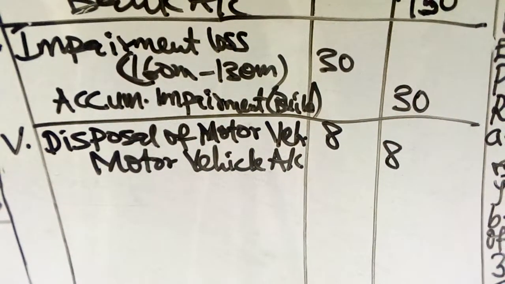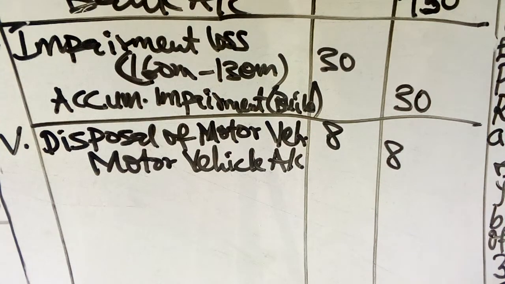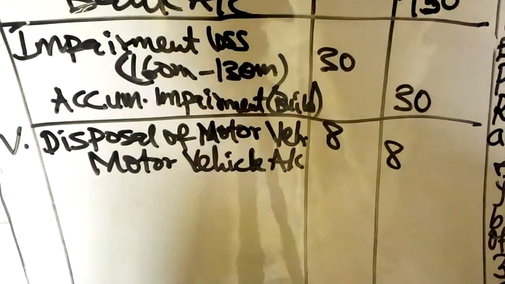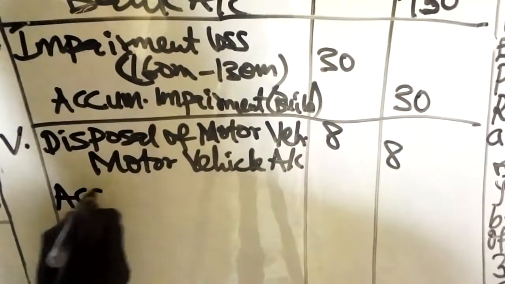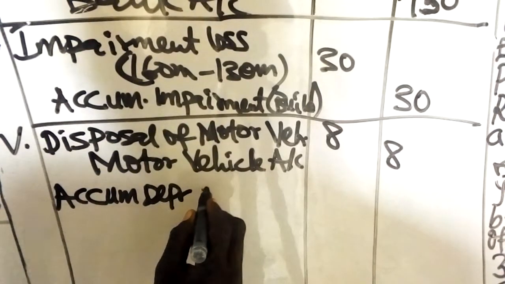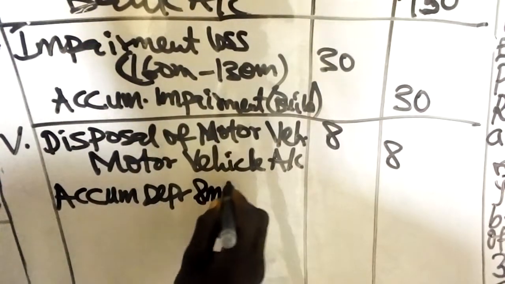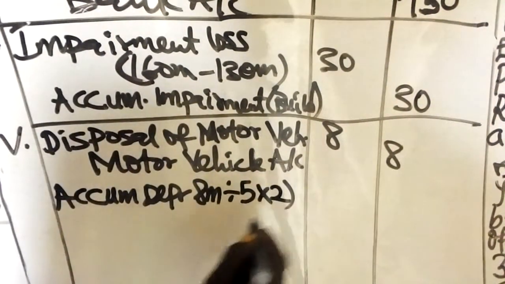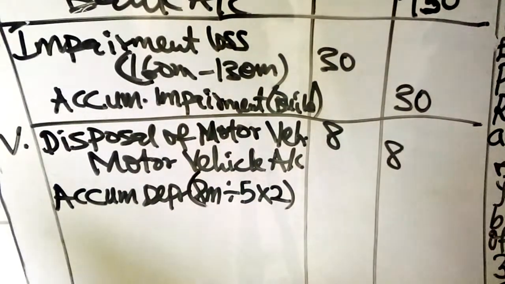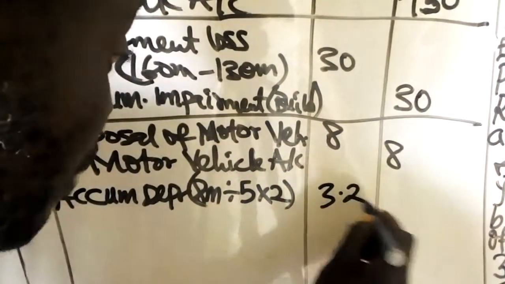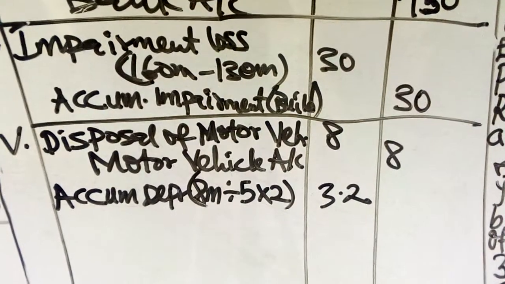That is the cost. Then the depreciation that has been recognized for those 2 years has to be de-recognized as well. You know, your accumulated depreciation will have a credit balance. So when you want to de-recognize it now, you debit accumulated depreciation. That is depreciation of 2 years. To calculate depreciation, we have 8 million being the cost divided by the life of 5 years, for 2017 and 2018, which is 2 years now. So we have 8 million divided by 5 times 2, and that will give us 3.2 million. That is the accumulated depreciation on the motor vehicle to date.